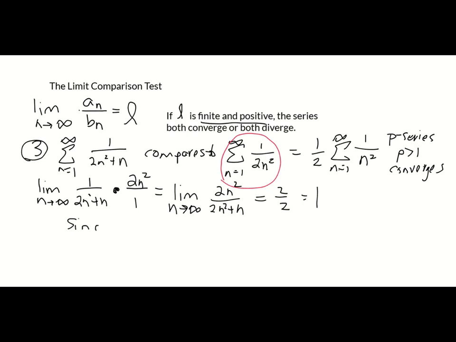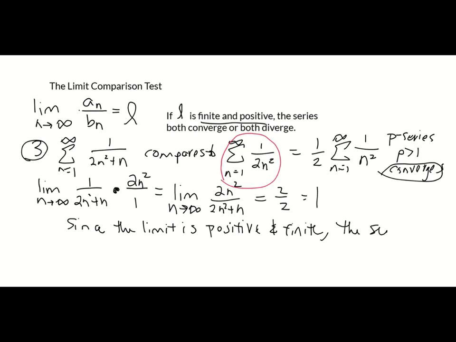Since that limit is both positive and finite, the series will have the same behavior. Our comparison series converges, so that means the original converges also. So we can say the series both converge by the limit comparison test.